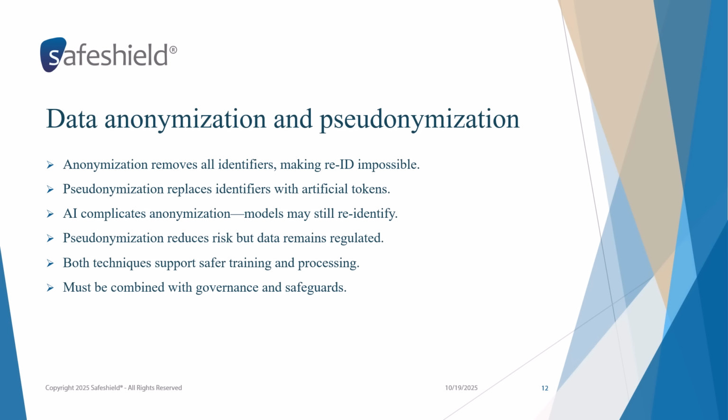For AI, these techniques are critical in both training and deployment. They enable organizations to analyze large datasets while minimizing exposure of personal information. Yet they're not foolproof. Organizations must combine them with strong governance, access controls, and regular reevaluations of re-identification risks. In short, anonymization and pseudonymization are valuable tools but should be seen as part of a layered privacy strategy, not standalone solutions.